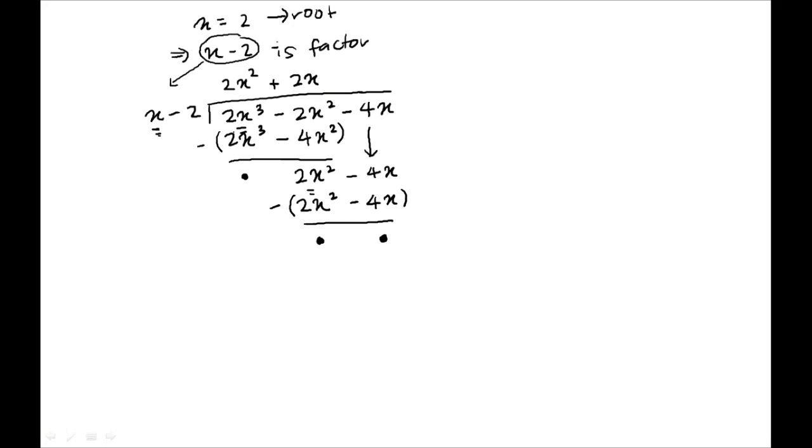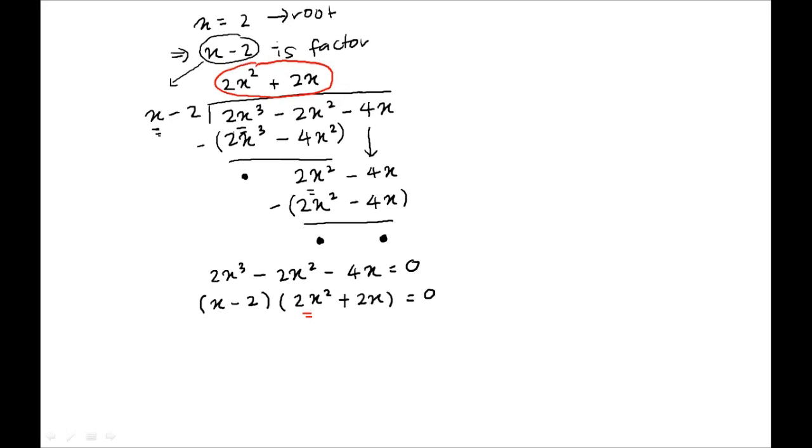Okay, after we did our long division, we need to write it like this. First, our equation is 2x cubed minus 2x squared minus 4x equal to 0, and then we factorize. Our factor is x minus 2, and then the quotient here we write, 2x squared plus 2x equal to 0.